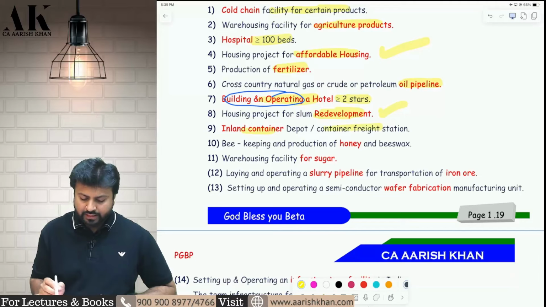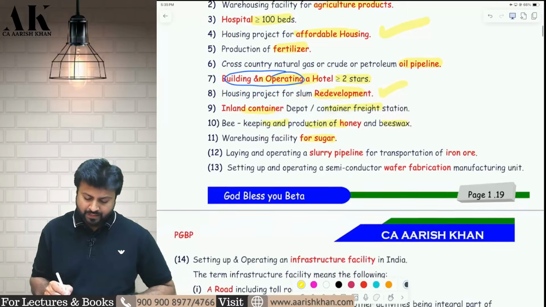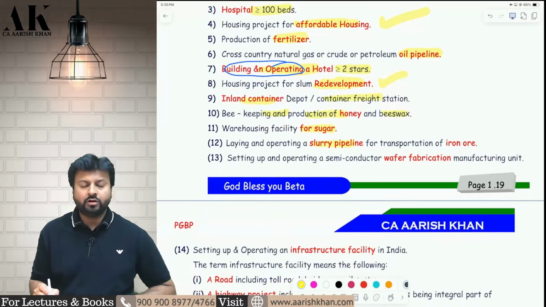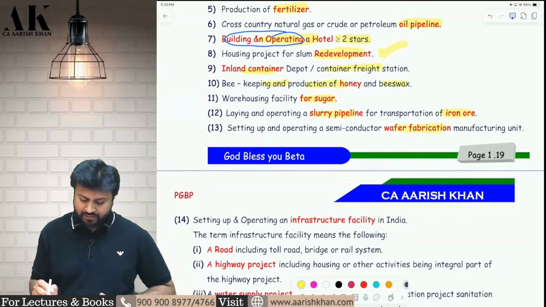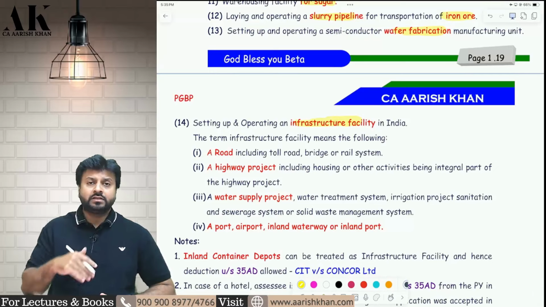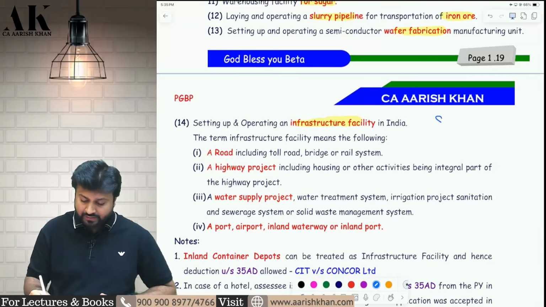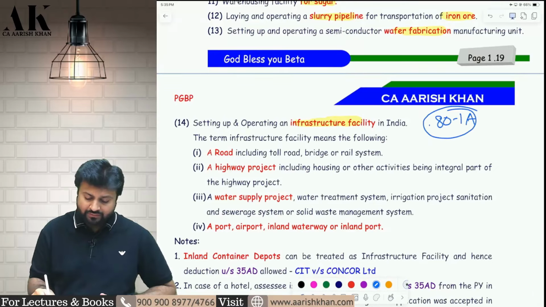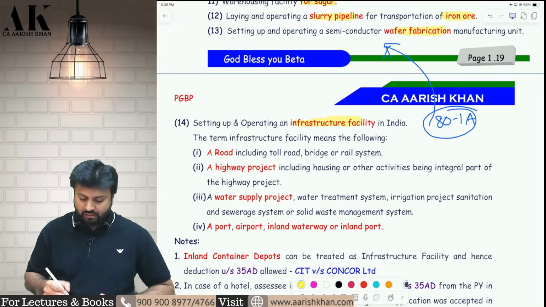Inland container depot, container freight station, beekeeping, production of honey, beeswax, warehousing for sugar, and then laying and operating a slurry pipeline for transportation of iron ore, semiconductor wafer fabrication manufacturing unit, and last but not least, infrastructure facility. Earlier, infrastructure facility was covered under 35 ABA. Now it has been shifted to 35 AD.